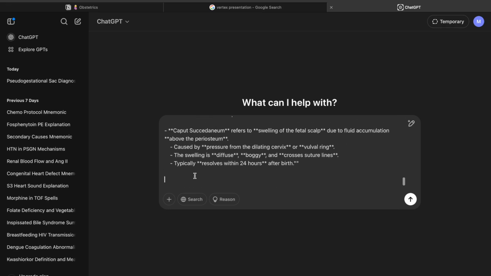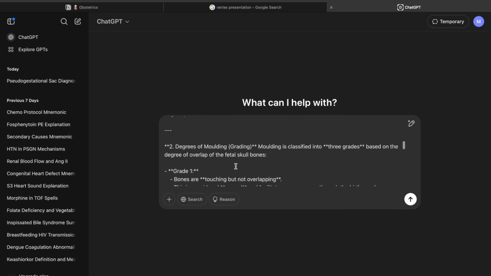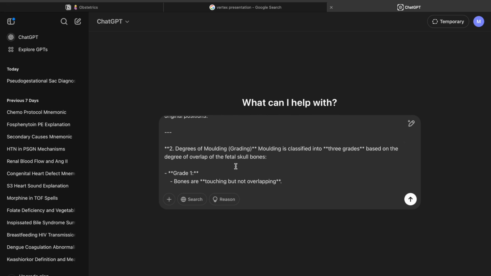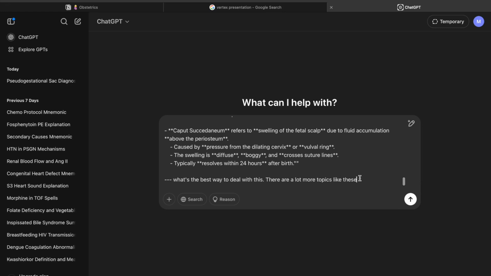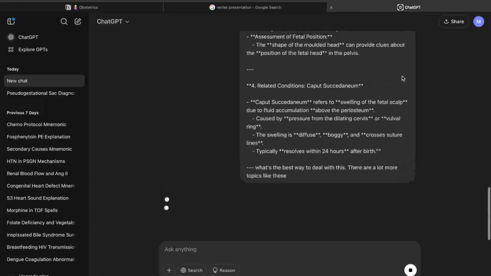So finally we ask, what's the best way to deal with this? There are a lot more topics like these. I can do this, meaning trying to imagine this as I read, but the thing is it won't be beneficial for the person as a viewer. So this is the best way of going about it. Let's see what the output is right now.